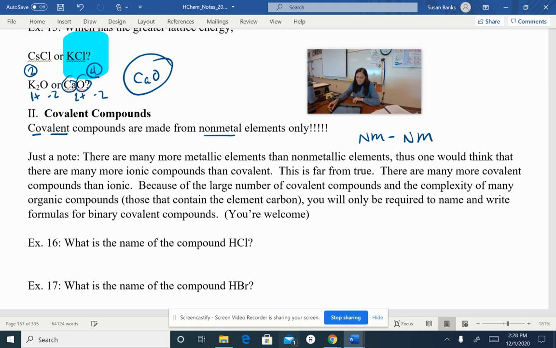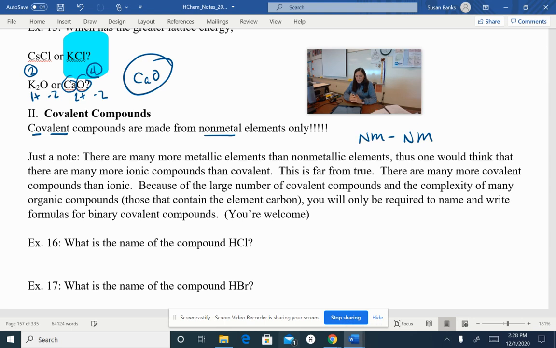Just to note, there are many more metallic elements than nonmetallic elements. Thus, one would think that there are many more ionic compounds than covalent, but that actually is far from true. There are many, many more covalent compounds than there are ionic. Most of our biological compounds, all the living proteins, things that we are made of, DNA, are all covalently bound things.